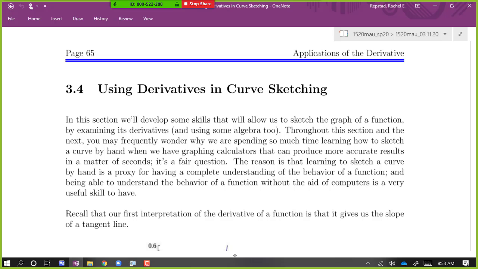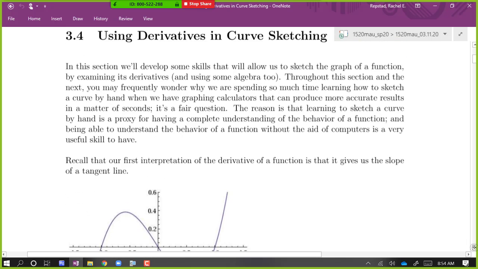The curve sketch is really just a proxy for us being able to understand how to take a function, analyze its behavior, and then give a result and describe how that function behaves. So sketching an actual curve is a goal, but we should think of it as a stand-in for everything that I'm able to do to understand how this function behaves.